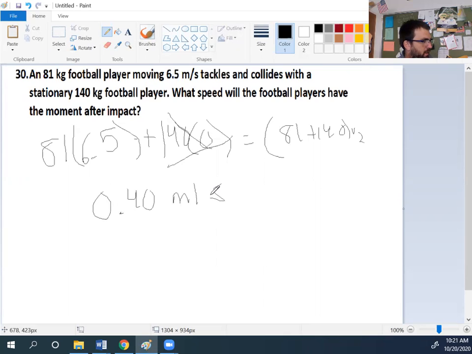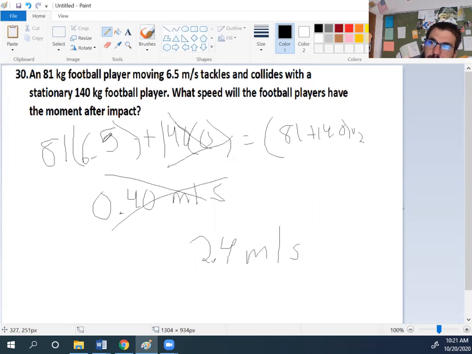So you should have done, that doesn't sound great. 81 times 6.5 divided by 221. Yeah, that's wrong. I did it. So you should have done 81 times 6.5 divided by 221. And I got 2.4 meters per second. Okay, so how do you calculate 81 times 6.5 divided by the sum of these two things, which is 221.